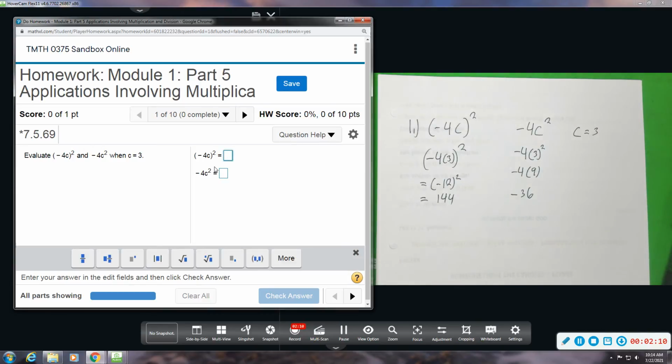So this first one squares the negative, and ends up giving us a positive answer. The second one does not square the negative, it just squares the c. It should be negative 36.